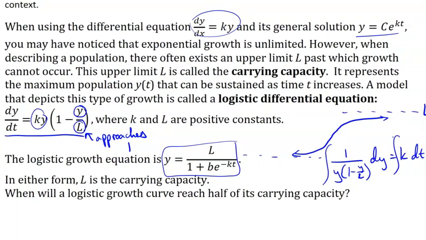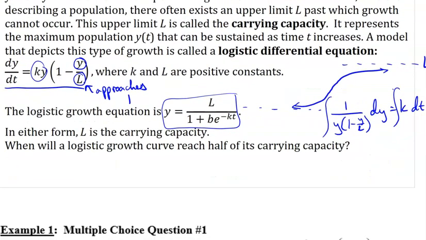All right. So no matter how this is written, either as the solution or as the differential equation, L is our carrying capacity. So when will a logistic growth curve reach half of its carrying capacity? This is frequently a question that comes up when logistic growth is involved. And that is going to be at half, because the logistic growth function has symmetry around this point right here. This is an inflection point.